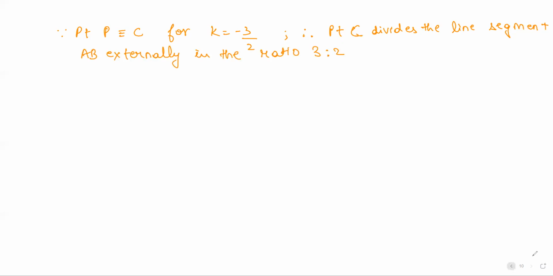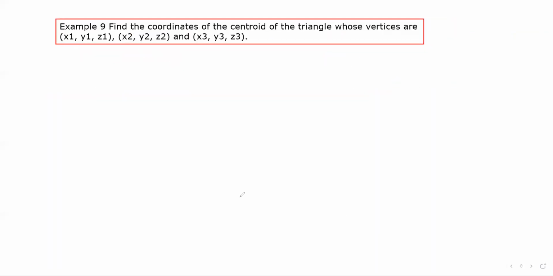Next. Find the coordinates of the centroid of a triangle whose vertices are x1, y1, z1, x2, y2, z2, and x3, y3, z3. Now, in your text, the formula for this centroid of a triangle is not directly given, but it is given in this solved example, which later on will be used as a formula in your exercise.